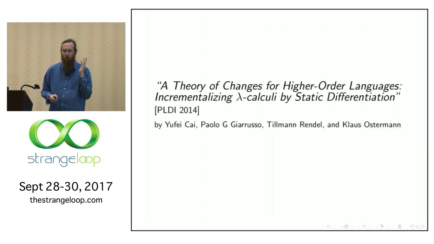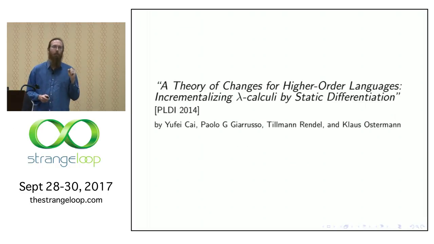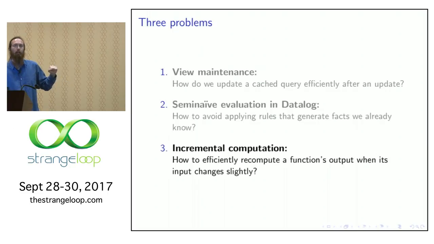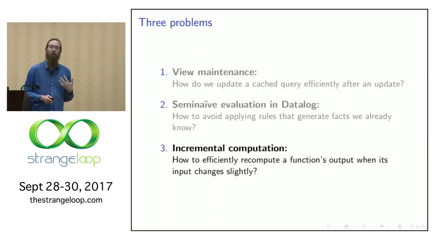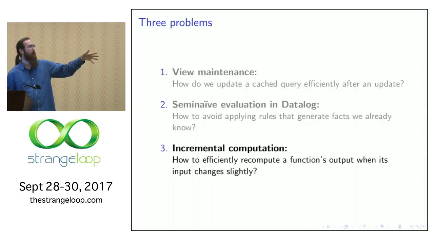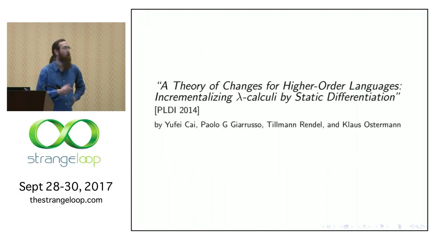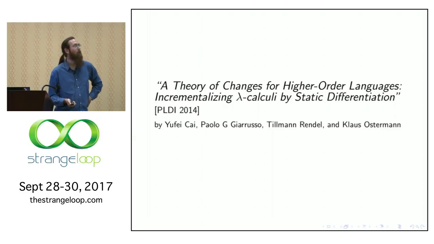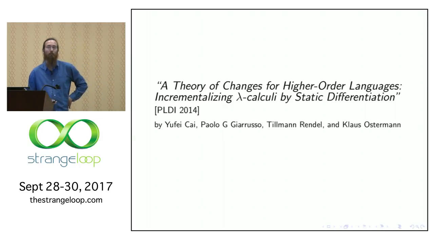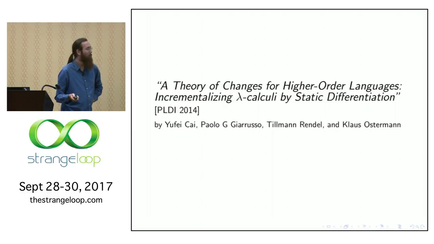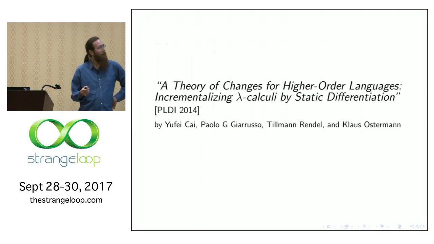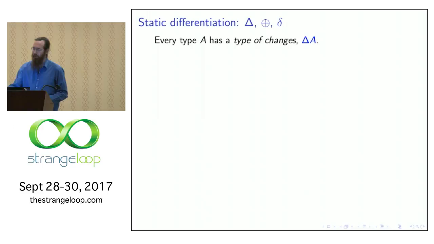So there's a paper that describes a solution to problem 3 that is the paper that we've based our work on in Datafun. It solves problem 3 and problem 2, except for Datafun rather than Datalog. It has a rather intimidatingly long title, A Theory of Changes for Higher Order Languages, Incrementing Lambda Calculi by Static Differentiation. And the way it works is like this.